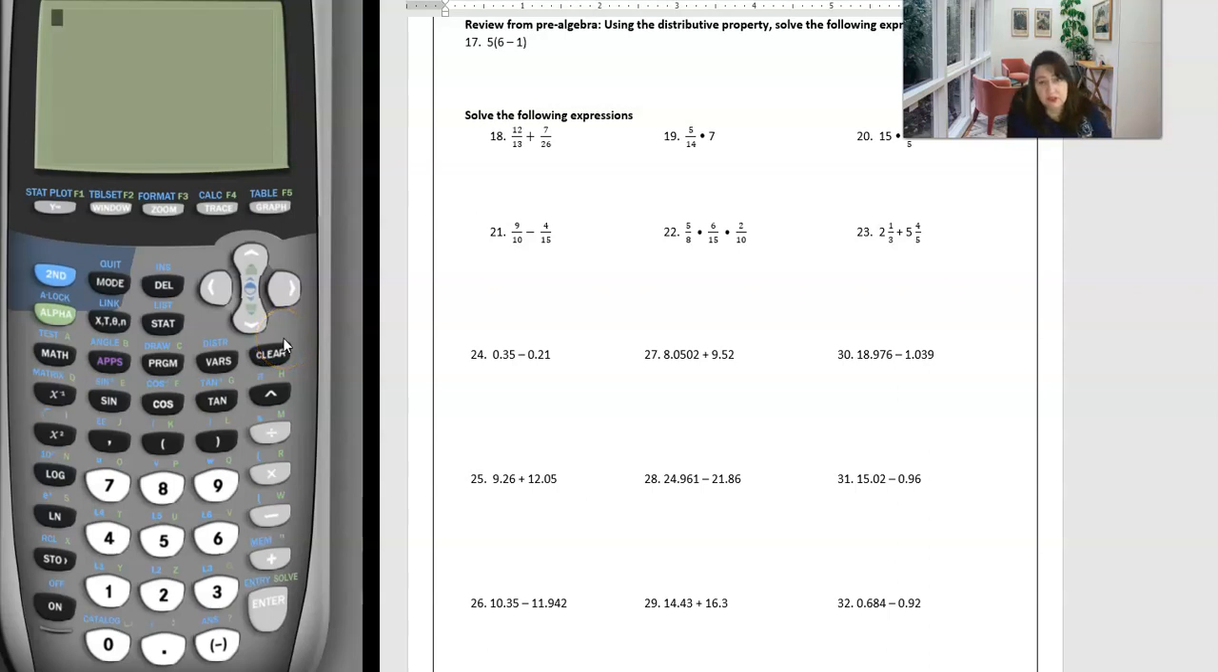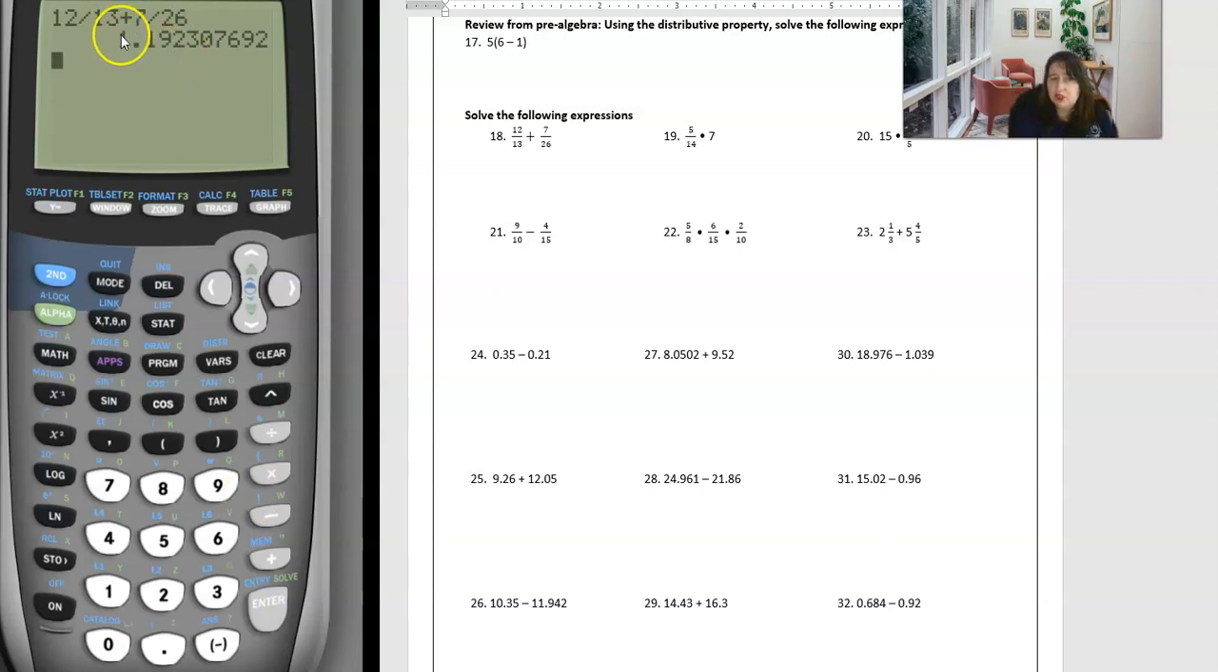One of my favorite things to do is fractions in this calculator. So let's take this 12 divided by 13 plus 7 divided by 26. This is part of a review. So let's take 12. Make sure you realize that a division sign is the same as a fraction, divided by 13. We're going to add the plus, and then we're just going to do 7 divided by 26. We're going to hit enter.